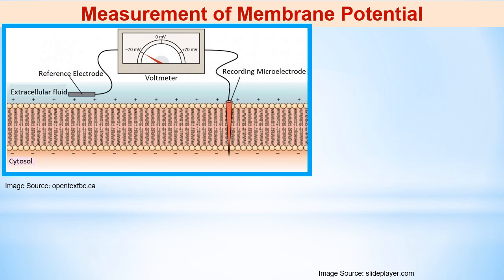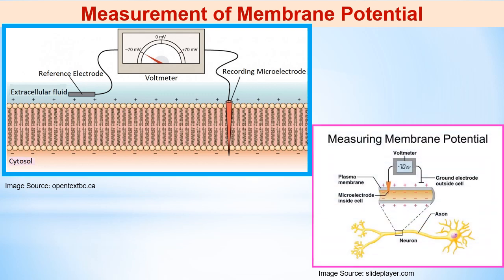When the microelectrodes are connected to the voltmeter, the potential difference is shown as a negative value, minus 70 millivolt or minus 90 millivolt. This negativity is because the membrane potential is always measured with respect to the inside of the membrane. And since the inside of the membrane is negative, the resting membrane potential is also negative. So for any cell, or for a neuron or part of a neuron, we can measure the resting membrane potential.